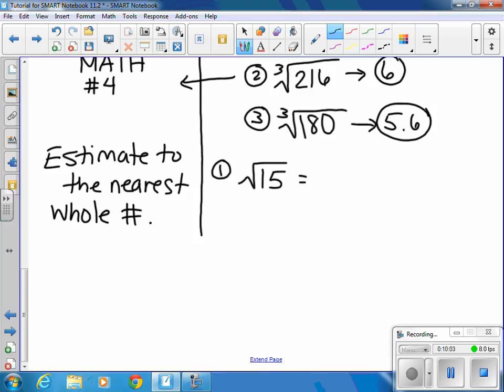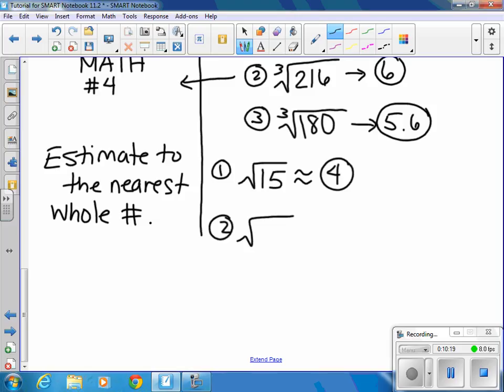Square root of 15, when you type it in the calculator, you get 3.78 and so on. It's closest to the number 4. So we estimate it to be about 4. It's not exactly 4, so be careful with that equal sign. If you want to use a symbol, you want to use an approximate symbol, which is a little wavy equal sign.